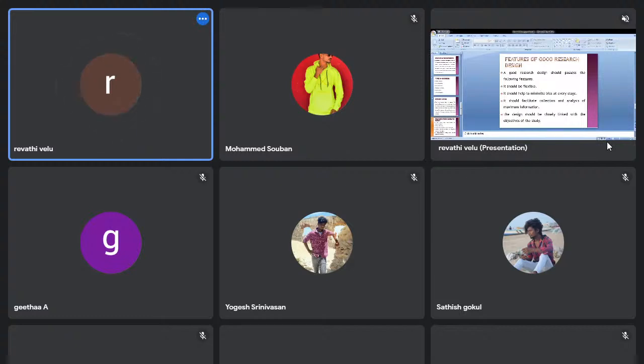And it should facilitate collection and analysis of maximum information. So whatever research design you are going to frame, you have to get the maximum amount of data. As much data as you can collect related to your topic, you have to collect all the maximum information. Then only can you analyze with the collected data.